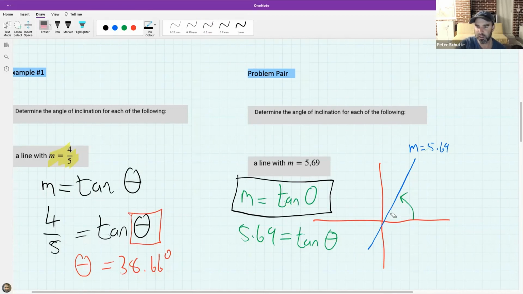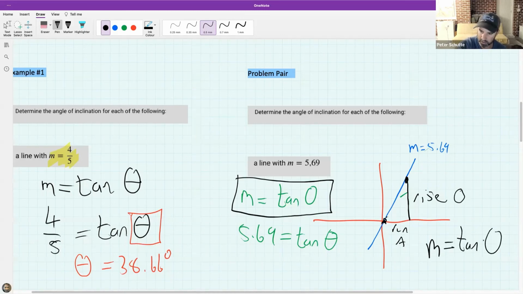And this goes back to what I said at the beginning of the lesson: if you take two points on the line and you draw a right angle triangle, then the gradient is basically just rise over run. But from trigonometry, rise over run is the same as O over A. And so we connect the two worlds of gradient and trigonometry, and we get this wonderful formula, m equals tan theta. Okay, do you have the answer for this one, Nontokozo?